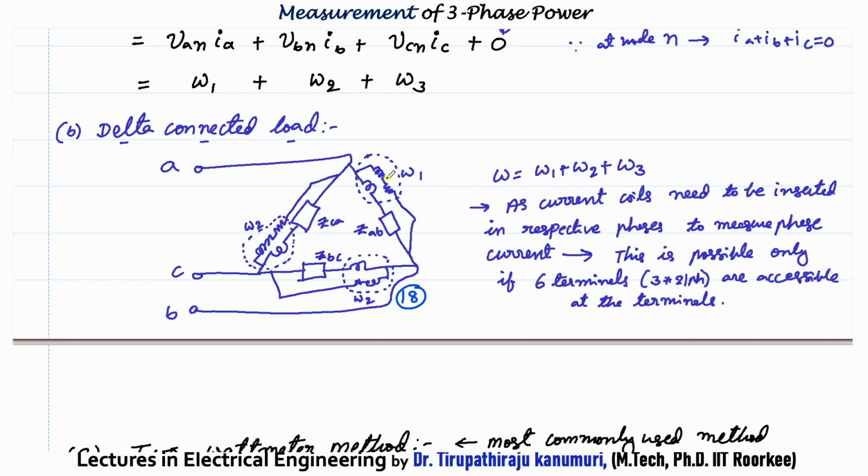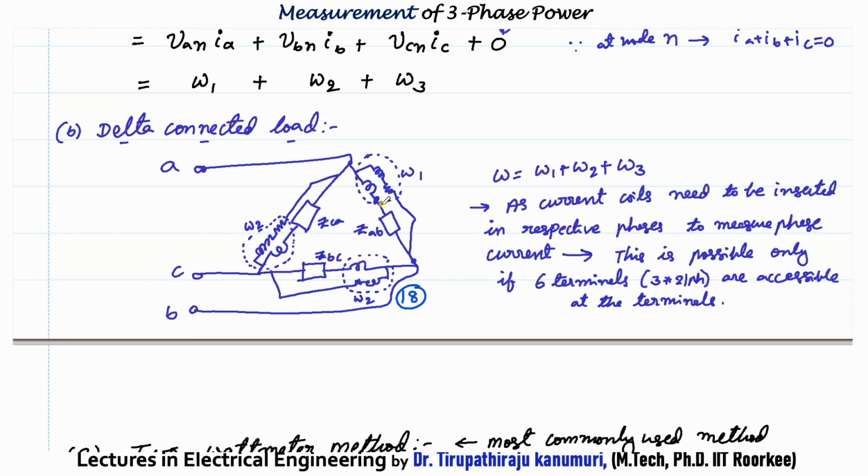Here there is a disadvantage. As we have to connect the current coil in series with this circuit, we can connect it only if this terminal, this point, is accessible to us. That means we should have access to all the individual points. If only the 3 points A, B, C are available at the output, we cannot connect the current coil. We can connect it only if we have access to each impedance, each phase, separately. But in practice, in any delta connected load, only 3 terminals will be available at your input. That means we cannot go for the 3-wattmeter method for delta connected loads.